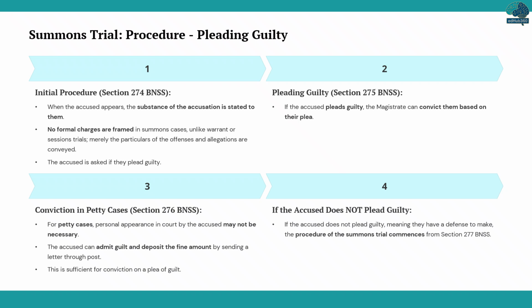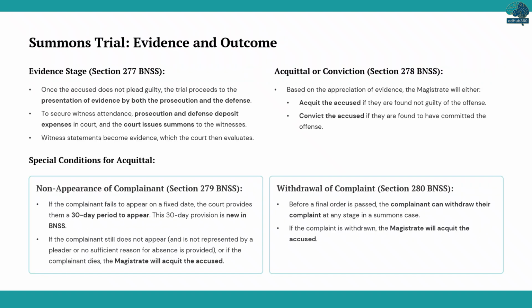For very minor or petty cases, the accused might not even need to appear in person. They can simply admit guilt and pay the fine by sending a letter through post. However, if the accused does not plead guilty and wishes to present a defense, the trial then proceeds to the next stage. When the accused doesn't plead guilty, the trial moves to the evidence stage.